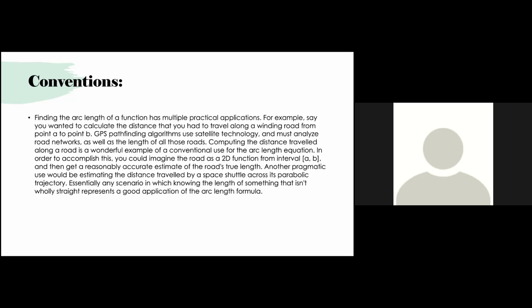Another example would be estimating the distance traveled by a space shuttle across a parabolic trajectory. Pretty much any scenario in which you need to know the length of something that isn't immediately knowable, it's not straight, you can't just use a straight edge ruler to get its distance, would be a good application for this formula.